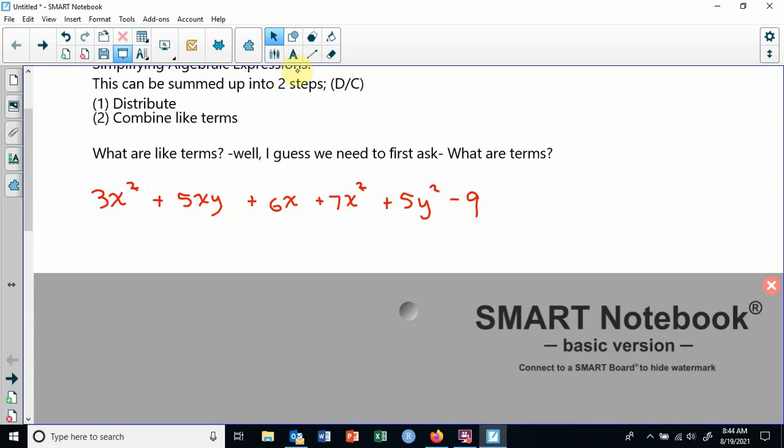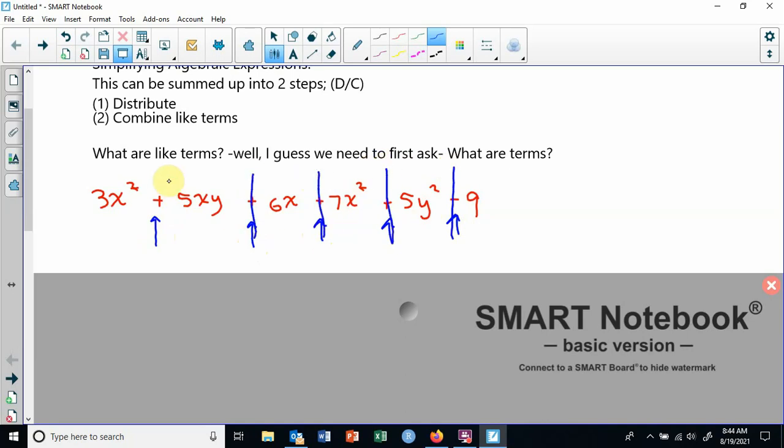Alright, so now let's look at this, and I was going to try to explain to you just visually what a term is. Terms are everything around the pluses and minuses. These pluses and minuses are what divides the terms. So in each box here is a term: 3x squared, 5xy, 6x, 7x squared, 5y squared, 9. Those are the terms.